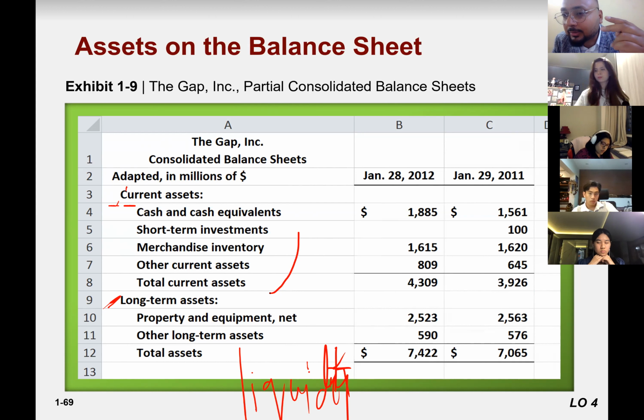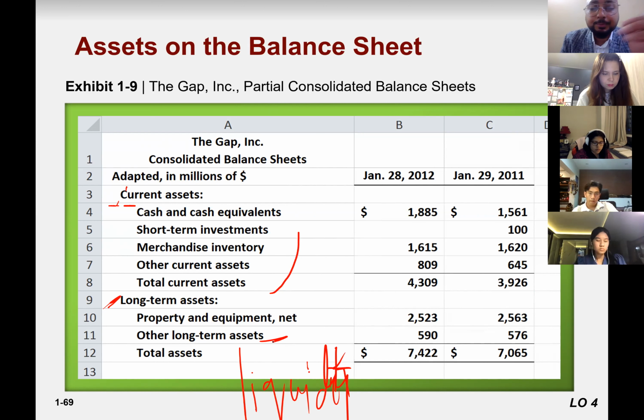And then the next liquid asset, short-term investment, next liquid asset, inventory, and so on. It's like that, right? And then we have to write down plant, property, and equipment. So under long-term assets, plant, property, equipment are more liquid than the other long-term assets. We do have other long-term assets, goodwill, trademarks, and all this stuff. But this is a real-life example of Gap Incorporation, right, guys?